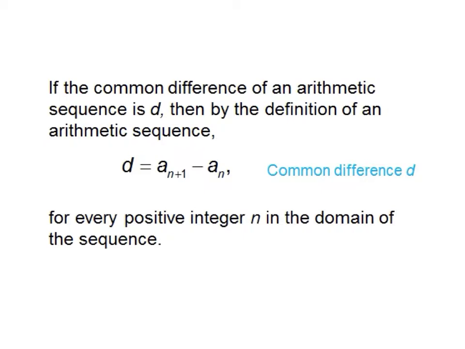What this is telling us is that in order to find the common difference, essentially what we have to do is take any value in the sequence minus the previous value, and that's going to tell us the common difference. So they have to be 2 consecutive values in the sequence.